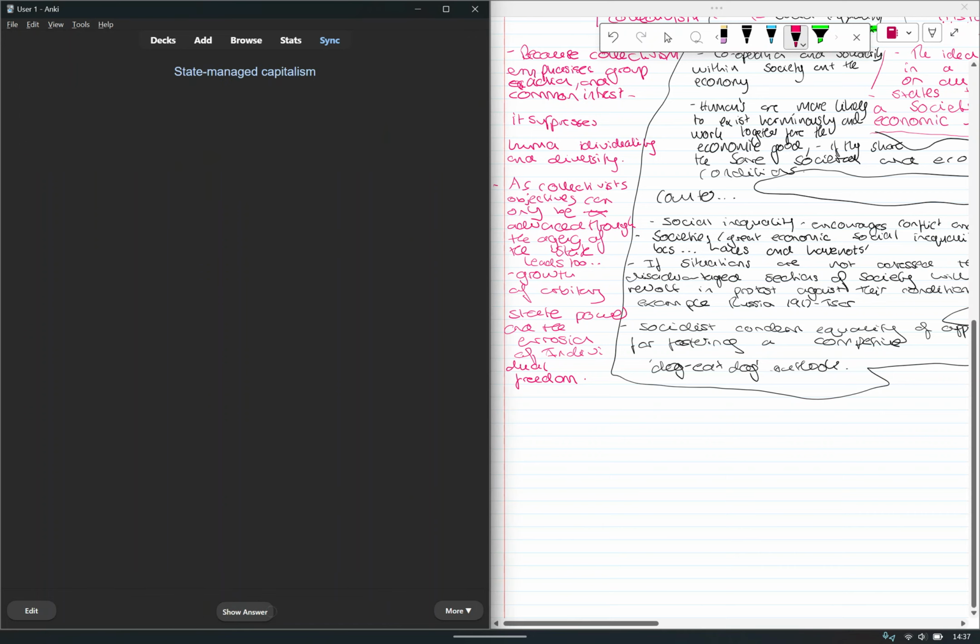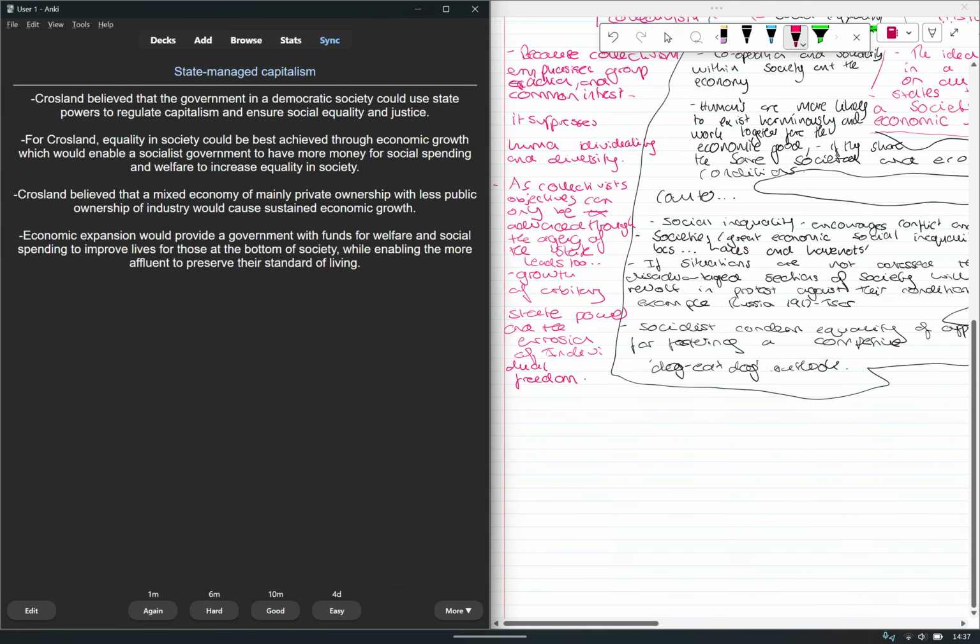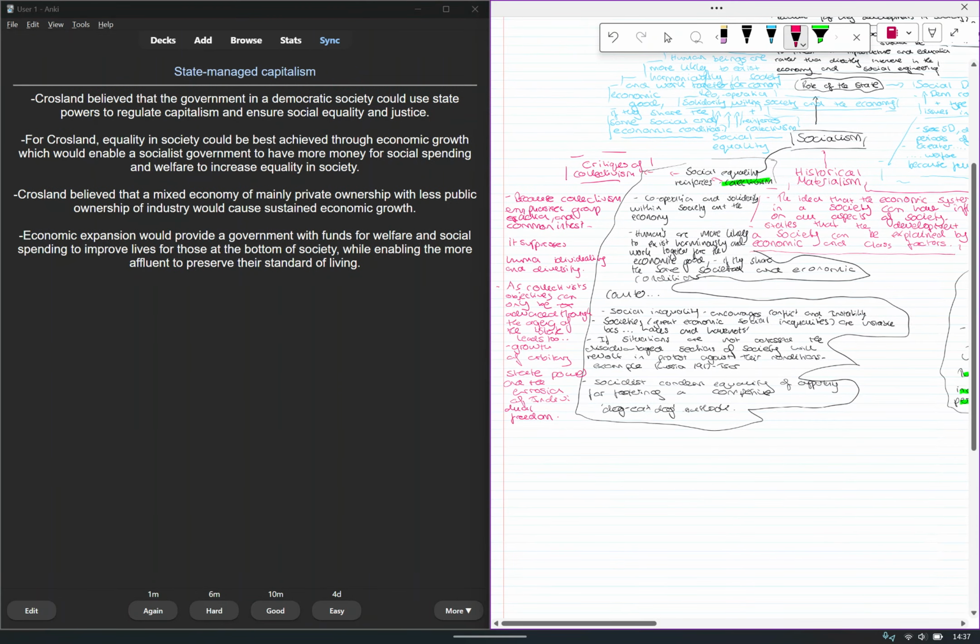Good. Next, state-managed capitalism. So this is the next point in the specification. How are we going to answer this question? What is state-managed capitalism? Why is it significant? Why is it important? We've got to answer all these questions now. So, state-managed capitalism.